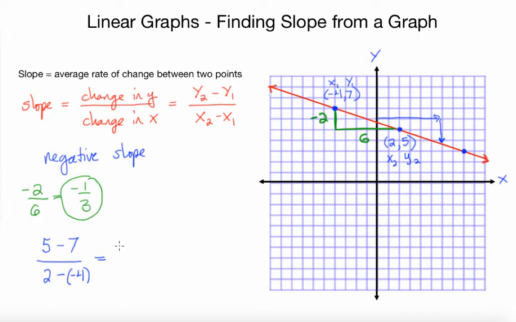5 minus 7 is going to be negative 2. And on the bottom, 2 minus negative 4 turns into 2 plus 4, which is positive 6. Well, that reduces down: -2 over 6 reduces down to -1/3. And I get the same slope as when we just drew our slope triangle.